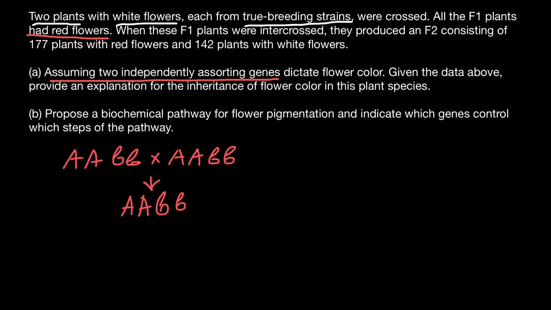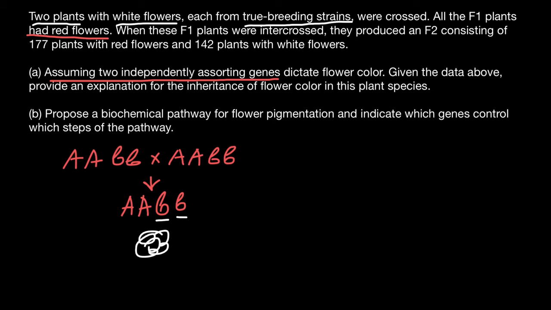Now imagine that in order to produce red pigment, we need two dominant alleles. For example, dominant allele A, or gene A, would produce a substrate for gene B, which would produce an enzyme, which would change the conformation of this protein produced by gene A, and we will get red pigment. But because we have two defective b alleles, the enzyme is not going to be produced, which would change the conformation of the protein produced by gene A, and the red pigment is not going to be produced, and flowers are going to be white.